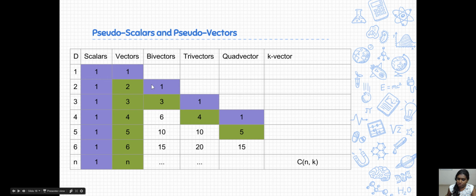And even in 2D, the cross product of 2 vectors actually is a scalar. You would only see a single number for 2D because there's only one plane.